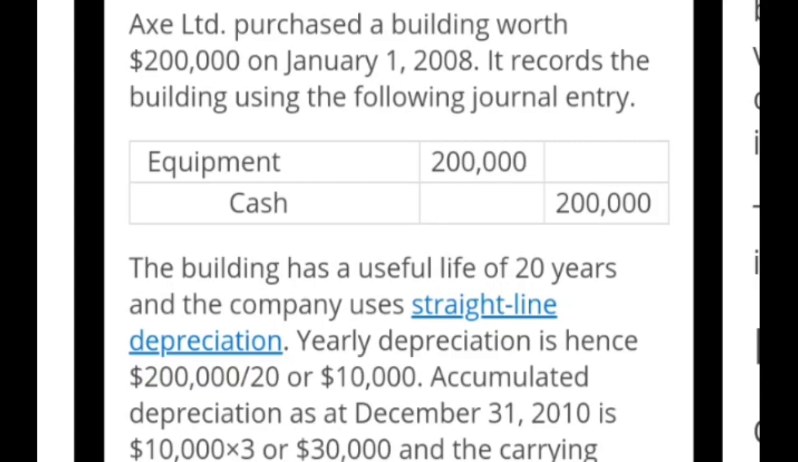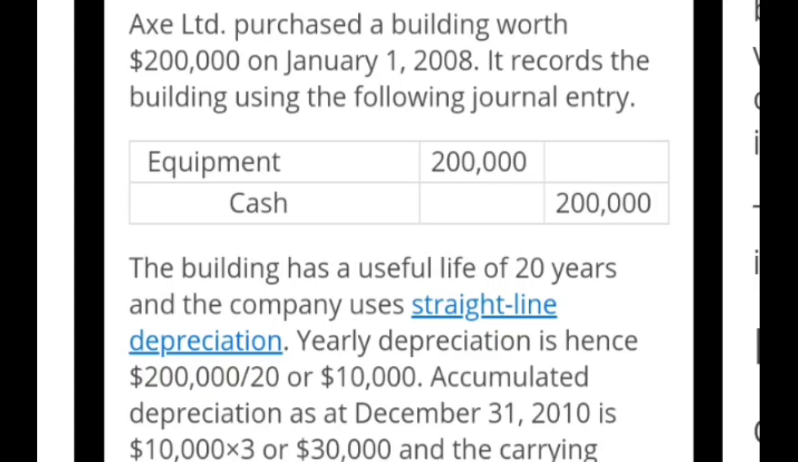Whoever does not know how to calculate depreciation may watch the video in which we discussed how to calculate depreciation using different methods. One of the methods is the straight line method, by which the company calculates the depreciation. Yearly depreciation is hence 200,000 divided by 20, or 10,000. So the asset's cost divided by its total useful life of 20 years gives us $10,000.